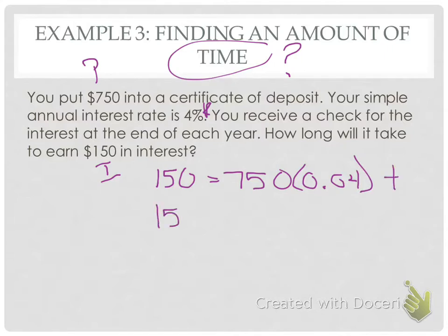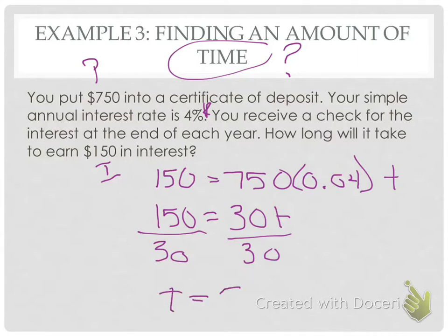So now we just multiply it out. What's 750 times 0.04? It is 30. Now we solve for t by dividing both sides by 30. And t equals 5 years.